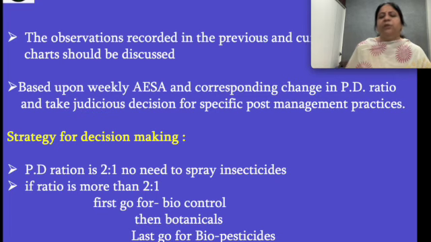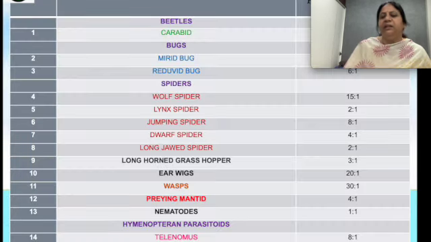If the ratio is more than 2 is to 1, like 3 is to 1 or 4 is to 1, then some control measures may be taken up, like biological controls, botanicals, biopesticides in a sequential manner. Those can be planned, but no chemicals in organic farming.